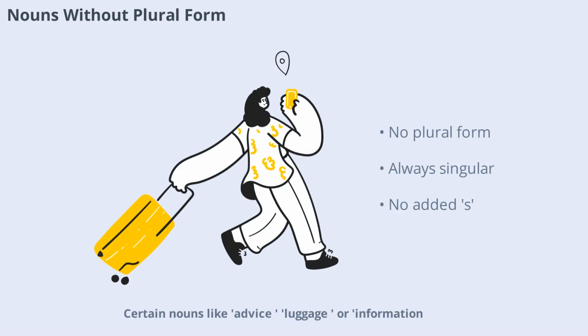Certain nouns like advice, luggage, or information have no plural form and are always treated as singular. For example, "Nora kept her luggage in the cloakroom." Avoid adding s to these words.